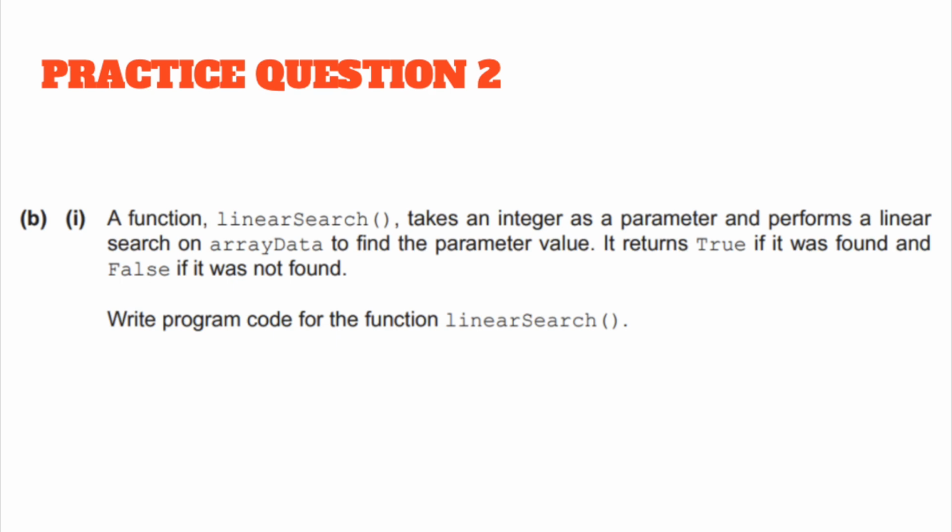This is part B of that question. A function, linear search, takes an integer as a parameter and performs a linear search on array data to find the parameter value. It returns true if it was found and false if it was not found. Write program code for the function linear search. So you need to remember how to do functions and how to conduct a linear search on the array that you just created. Pause the video, try to code it, and when you're ready, continue to check a possible solution.